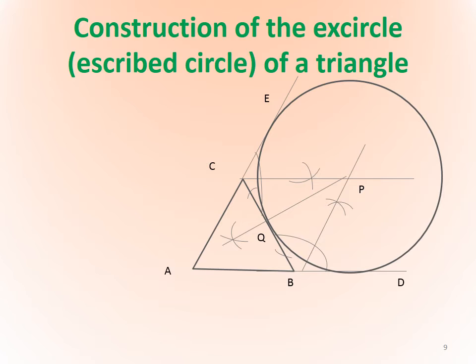The circle touches the side BC and the sides AC and AB produced externally. Therefore, it is named the excircle of the triangle ABC. Its center is known as the excenter of the triangle.